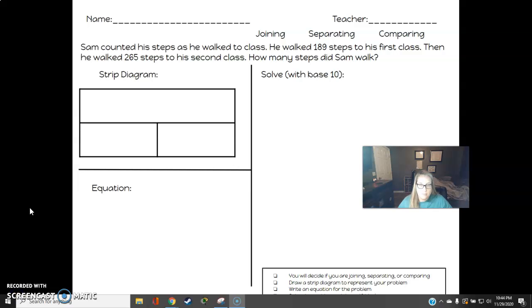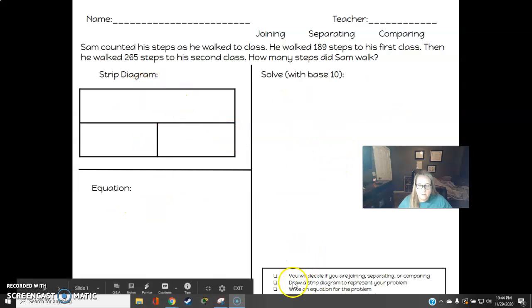This is what your paper is going to look like. So you're going to put your name on it. You're going to read the problem. You're going to decide if you're joining, separating, or comparing. You're going to make a strip diagram, equation, and you're going to solve. And I have a little check box down here for you, so in case you forget all the different steps, you can use that to help you.